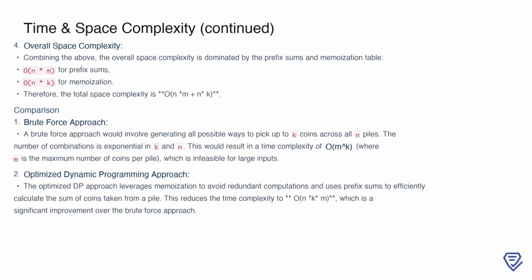Comparing this dynamic programming solution to a brute force approach highlights its efficiency. A brute force method would involve generating all possible ways to select up to k coins across n piles, which is exponential in nature. Specifically, the number of combinations would lead to a time complexity of m to the power of k, where m is the maximum pile size. This quickly becomes infeasible for large inputs. By contrast, the dynamic programming approach avoids redundant calculations through memoization and uses prefix sums to efficiently compute coin sums. This optimization reduces the time complexity to n*k*m, making it a far superior approach for solving this problem.